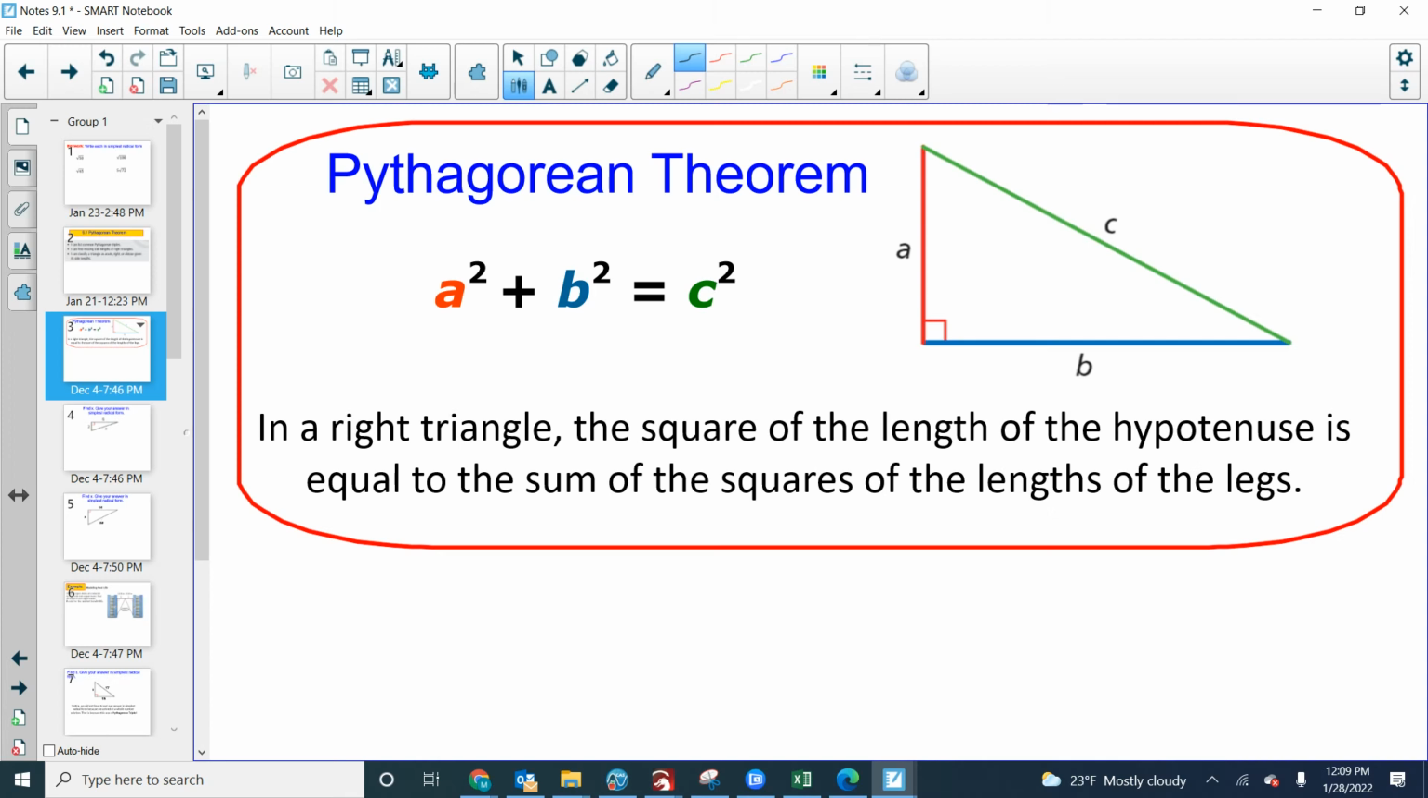All right, we got the Pythagorean theorem today. I would say the most popular theorem of all time. All right, you've probably even heard of it before, even if you've never been taught it.